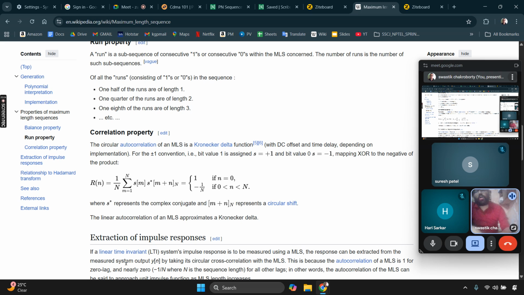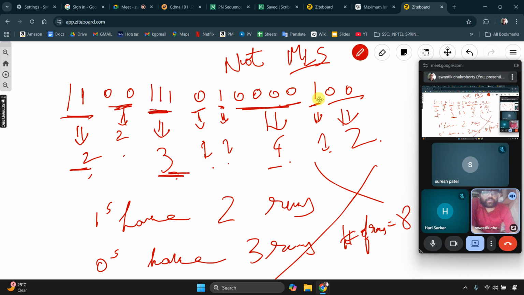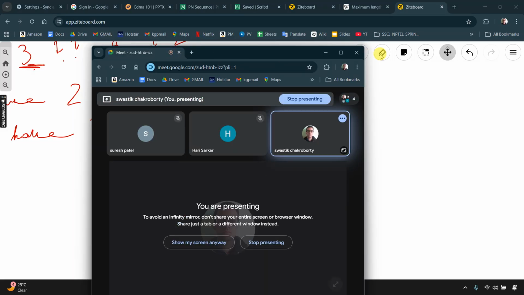If you take the autocorrelation of a maximal length sequence, you will get the delta function, but that delta is offset by -1/N. It is not exactly a delta, but what they mean to say is there will be a spike at 0, and then it will be flat all around it. So it's not exactly an impulse.